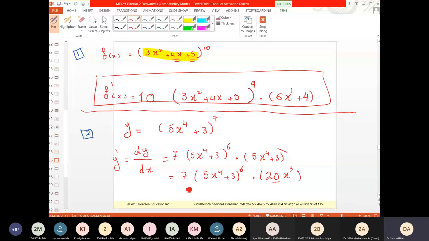We can multiply the 20 now with the 7. This will be 140, and I can bring the x cubed here, and I can leave the (5x^4 plus 3) to the power 6 in there, and this is our derivative. This is my y dash. You got it? This is what we call the general power rule. When I have a power, but inside the power I have another function, I have to apply the general power rule here. Clear?